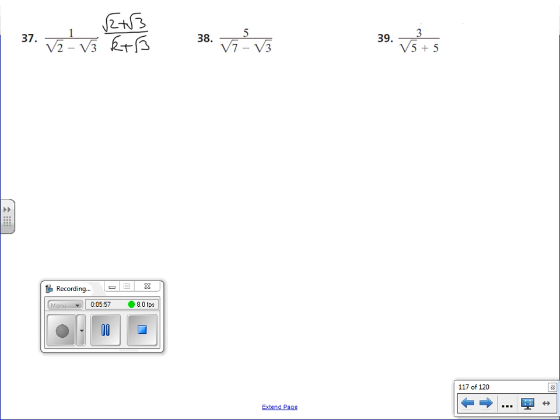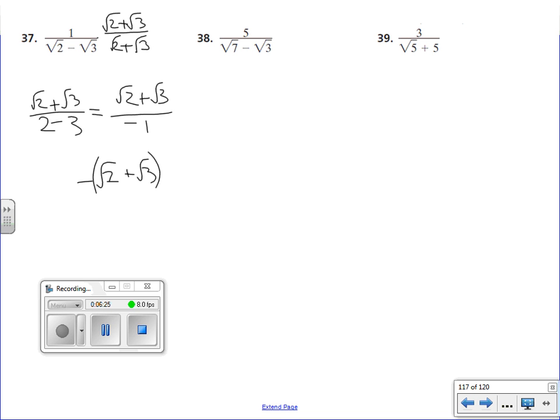The denominator multiplies out to 2 minus 3 using difference of squares, perfect squares. And the top is just 1 multiplied by root 2 plus root 3, which is just root 2 plus root 3. That gives us root 2 plus root 3 over negative 1, which is just negative root 2 plus root 3. Doesn't matter which way you write that.